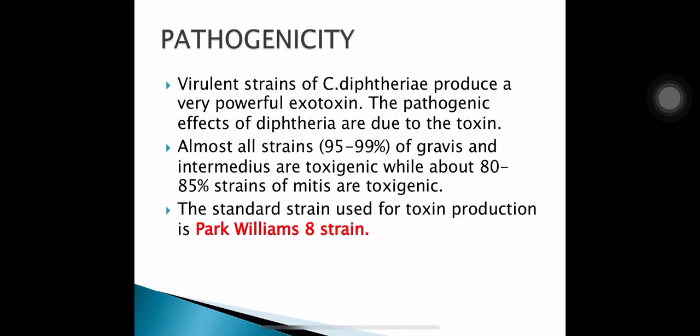In pathogenicity, virulent strains of Corynebacterium diphtheriae produce a very powerful exotoxin, and this powerful exotoxin is responsible for all the pathogenic effects of the disease. Almost all the strains of gravis and intermedius are toxigenic, while about 80 to 85% of strains of mitis are toxigenic. The standard strain used for toxin production is Park-Williams 8 strain.